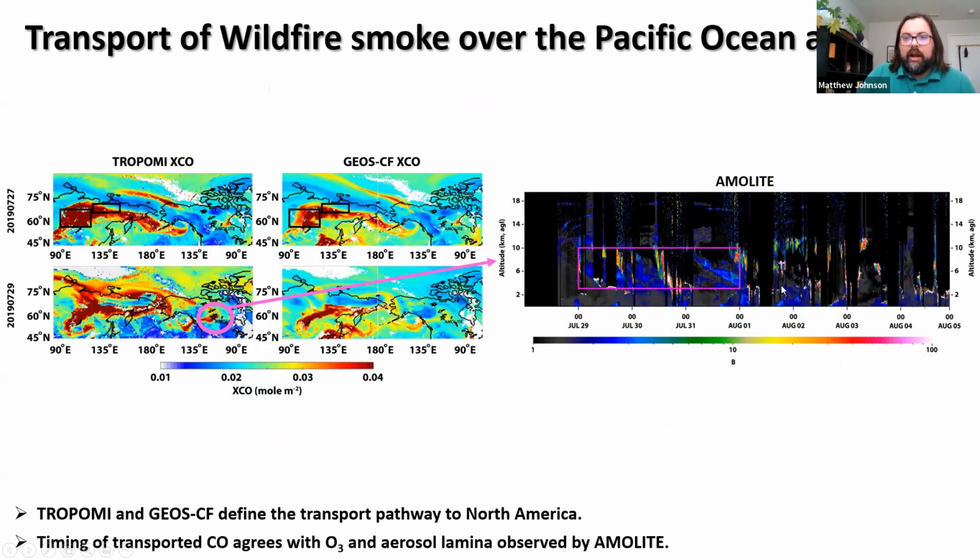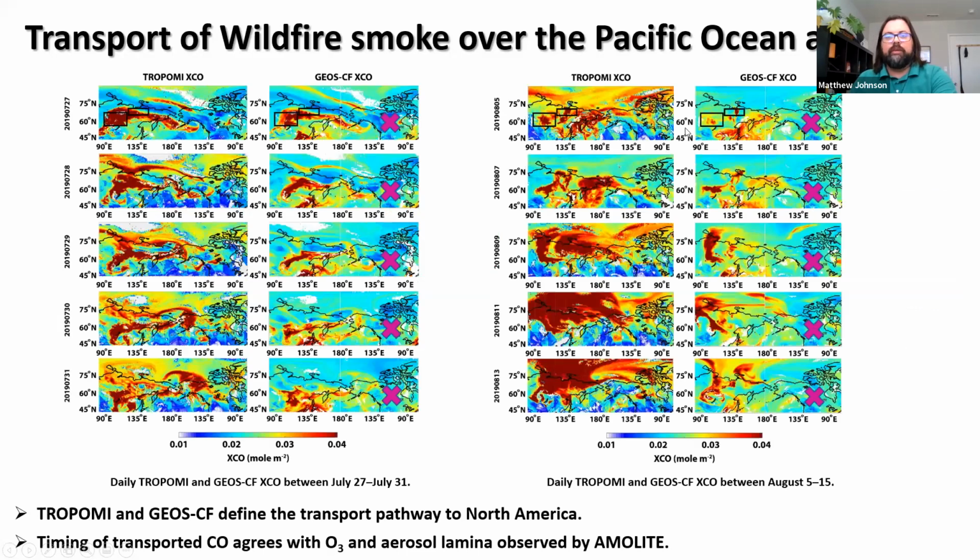And here I'm showing the aerosol backscatter from Ammonite for the same time period. So the timing of these aerosol lamina being measured by the lidar matches up exactly with the timing that's suggested by TROPOMI and GEOS-CF. And a similar feature was seen in late August. And on these maps, I should have mentioned, this magenta X is the general location of Ammonite in northern Alberta.